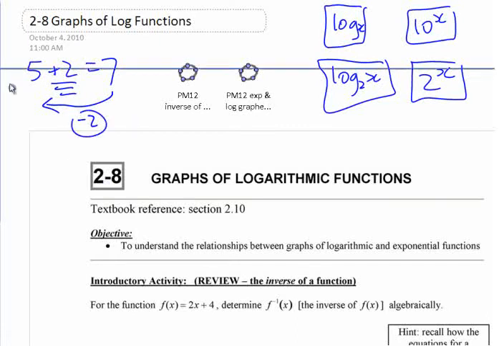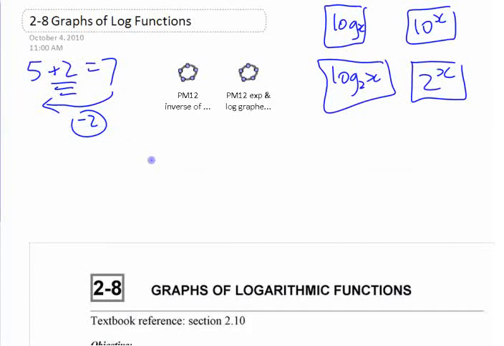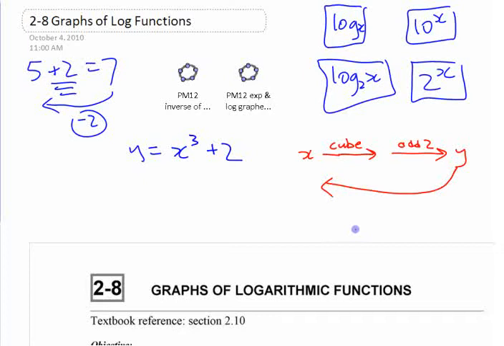Let's quickly make it a little more complicated. If I had a function like this, y equals, take some number, cube the thing, and then add 2. Think about the operations involved there. So you take an x value, you cube it, and then you get something, and then you add 2, and then you get your y value. If I want to go back now the other direction, what operations do I have to do, and in what order do I have to do them? You have to do the inverse operations.